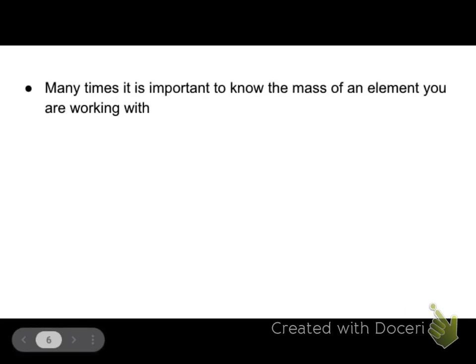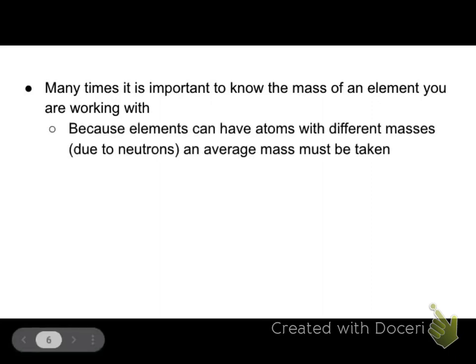Many times in chemistry, it's important to know the mass of the element that you're working with. And because elements can have atoms of different masses, because the number of neutrons can change, we need to have an average mass for an atom.